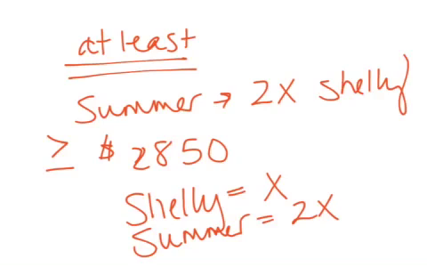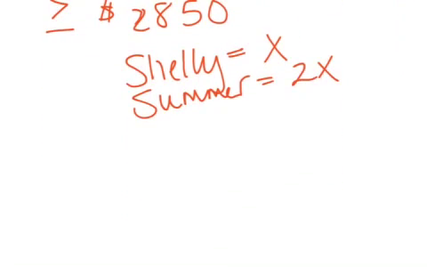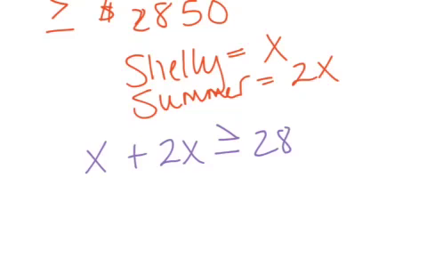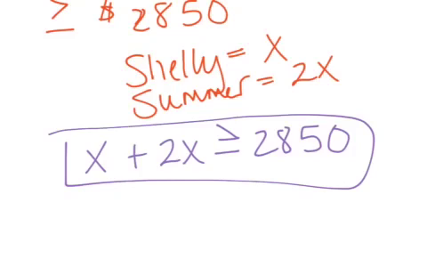Together they need at least $2,850. Then let Shelley's savings be X. Then Summer saved 2X. What would their total be? So together, Shelley plus Summer added together for their total has to be at least $2,850, which means $2,850 or more. And that would be the equation that we would write for that one.